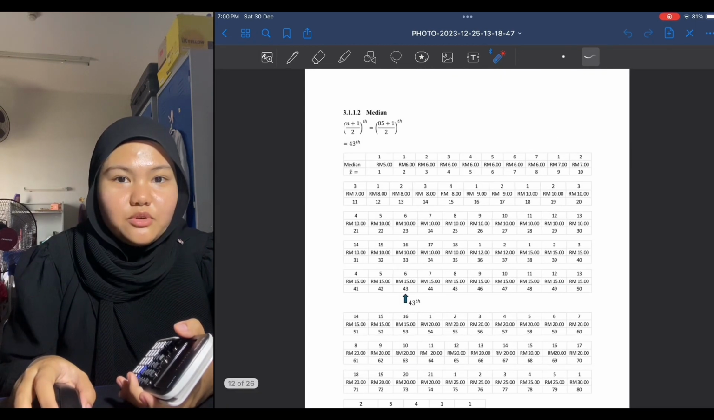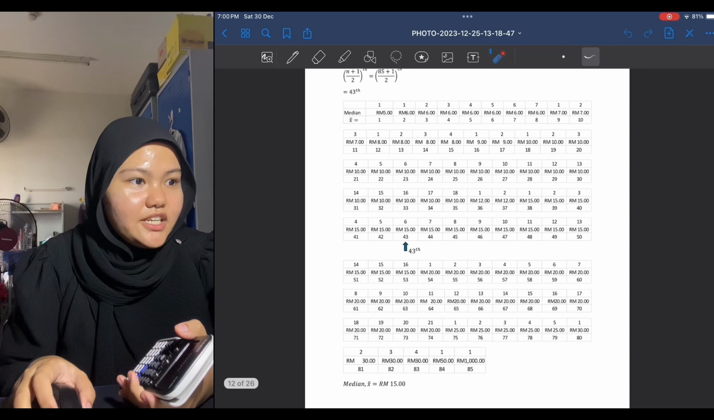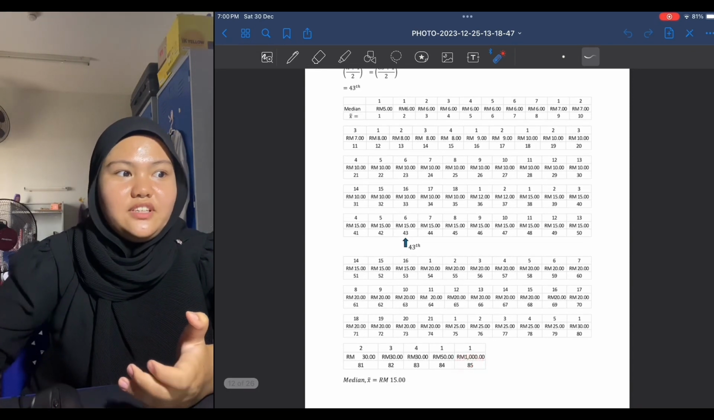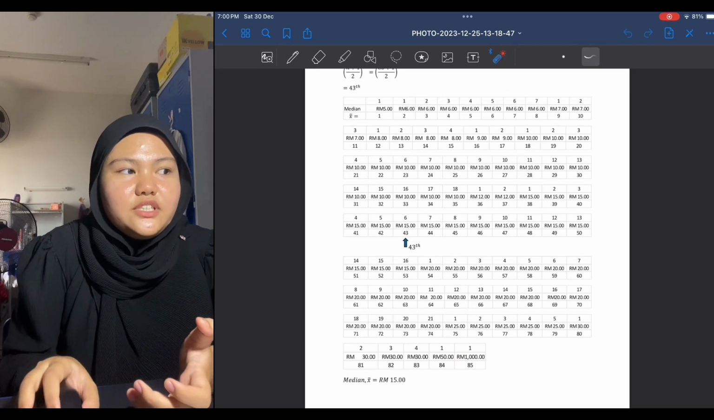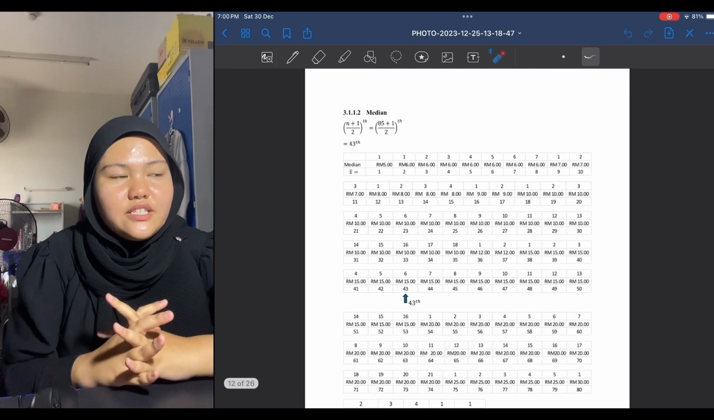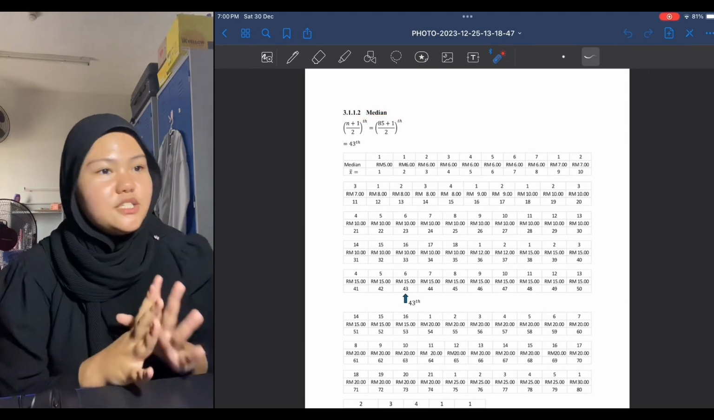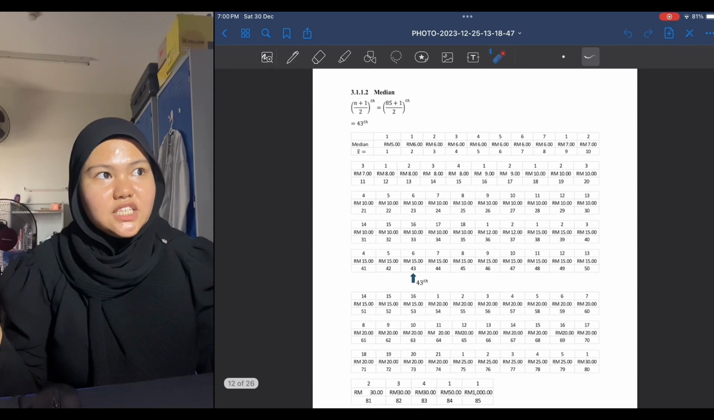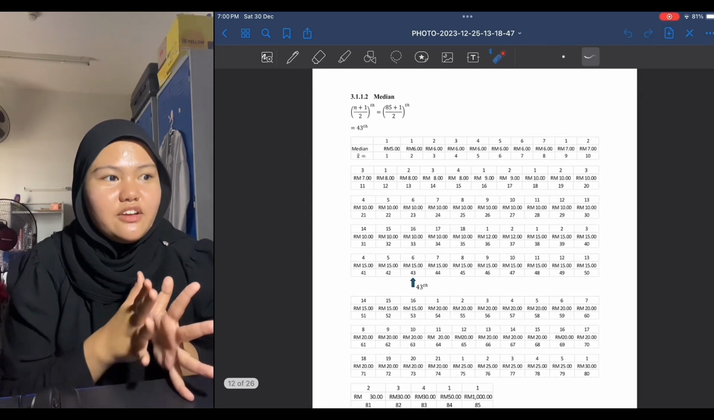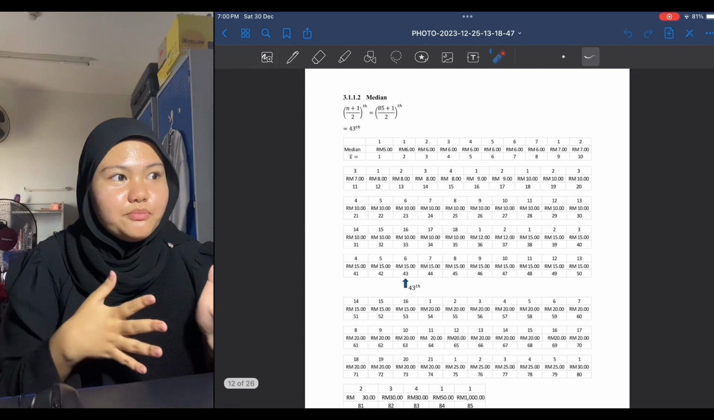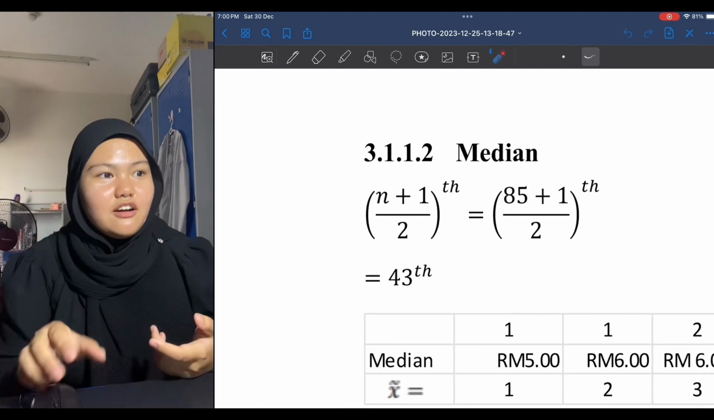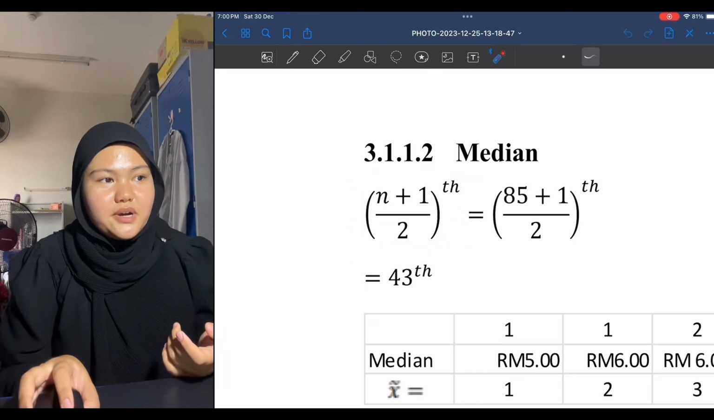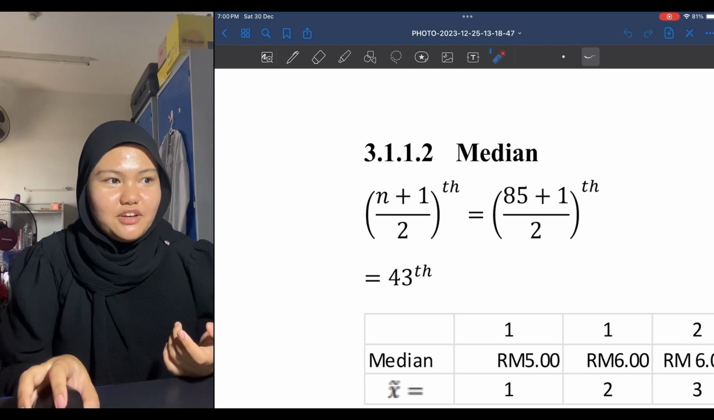Okay. Next, we're going to move on to the value of the median. Since we have 85 data, that's a lot of data, I will start by finding the place of the median. The median is the middle value. So I have 85 values and I have to find the middle value. To find the median place, we use this formula: n plus 1, then divide by 2.